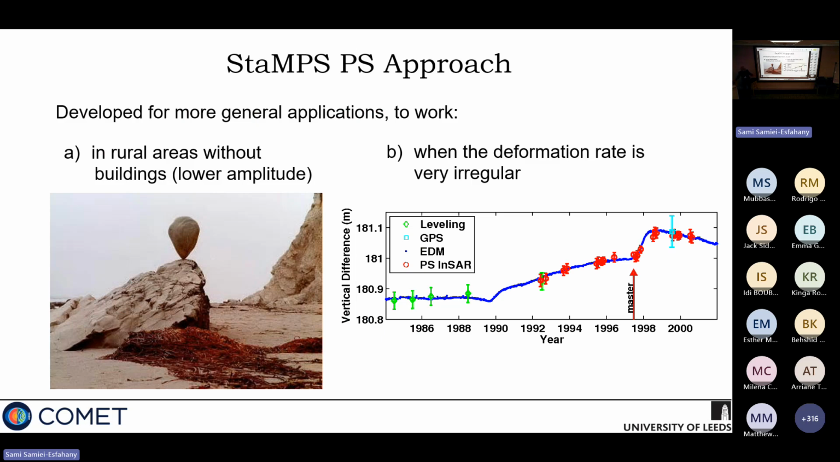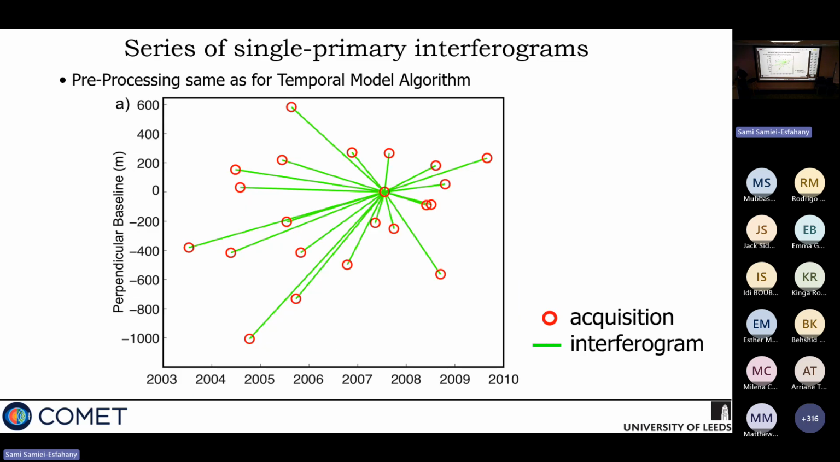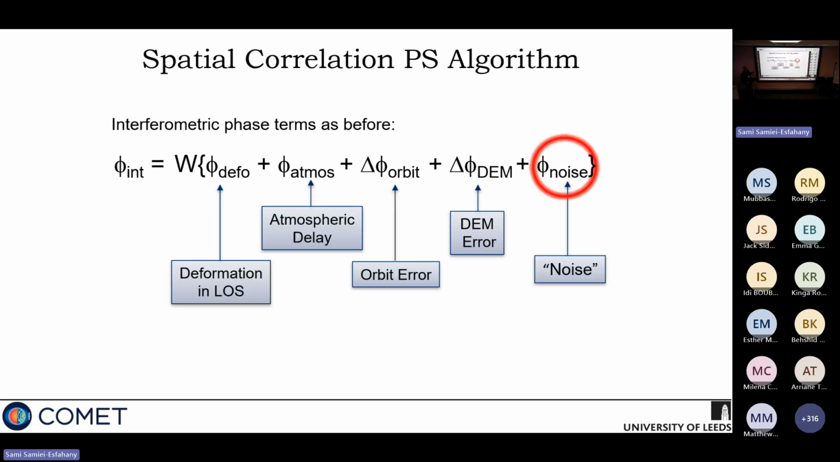So there's another approach which is based on using spatial correlation to get through the noise term rather than this temporal model. It's maybe a more general approach. The pre-processing, however, is the same. You just make a bunch of interferograms, all with the same primary image, hopefully somewhere in the middle, so minimizing both temporal and perpendicular baselines. Okay, so coming back to this equation again, we're trying to get at the noise. So how do we go about that? It's slightly different here.